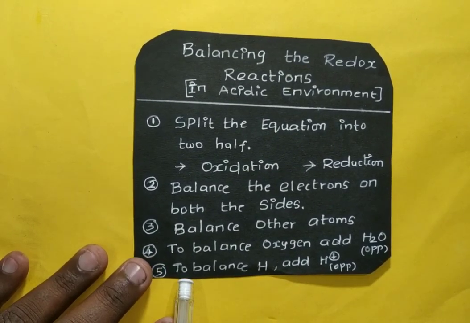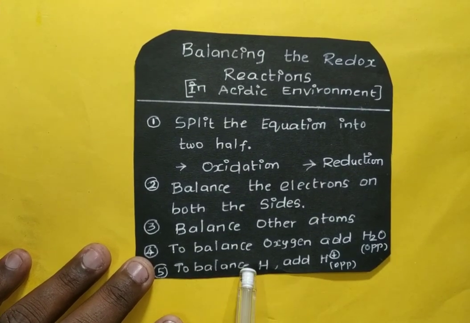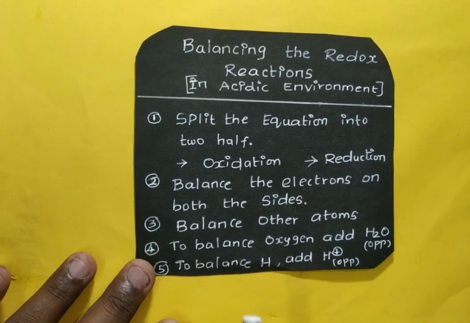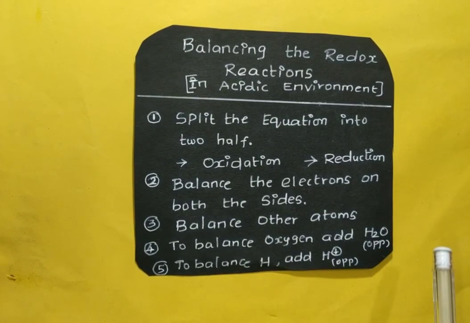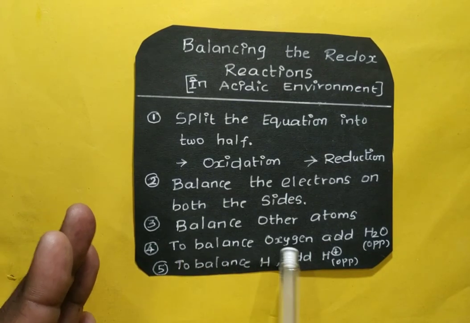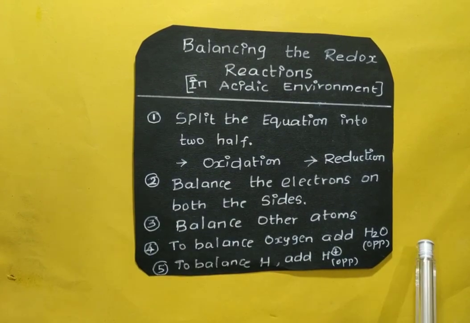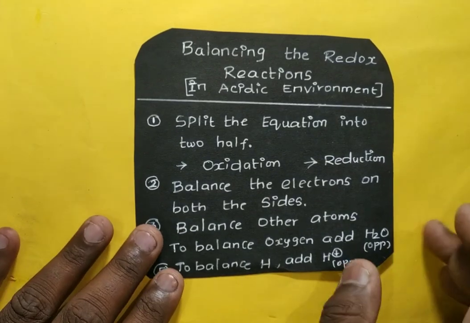The next step is to balance the hydrogen. If you want to balance the hydrogen, you have to add H plus on the opposite side. The same thing as what we did for oxygen: oxygen with water, and then hydrogen with H plus. Suppose on the reactant side I have 2 oxygen, I have to add 2 water molecules. On the product side, if I have 2 hydrogen, I add 2 H plus. According to that, we have to follow the simple steps.